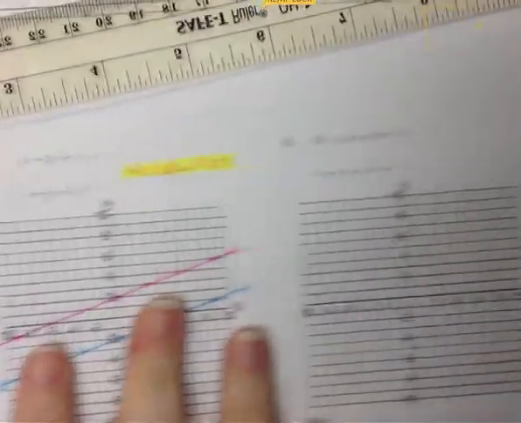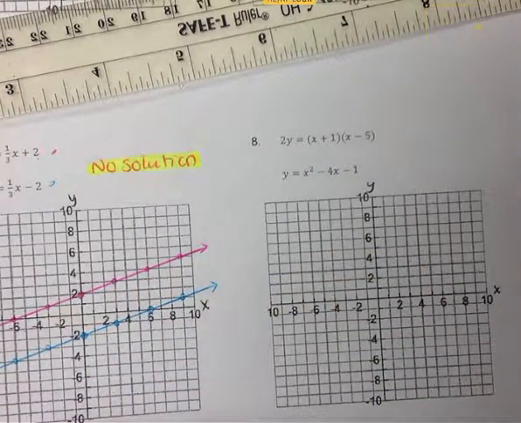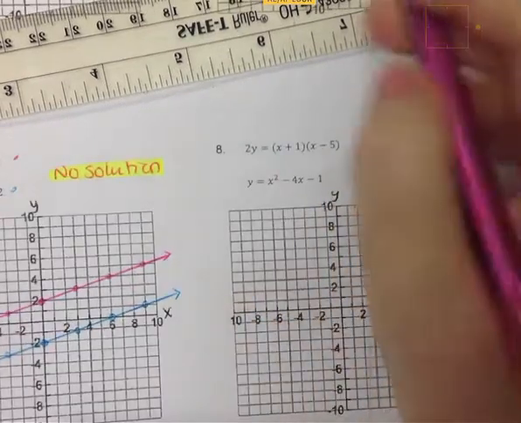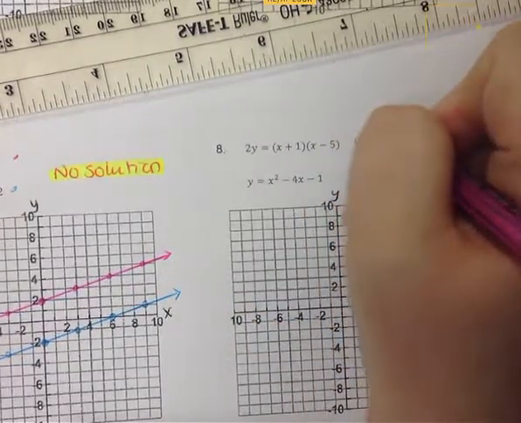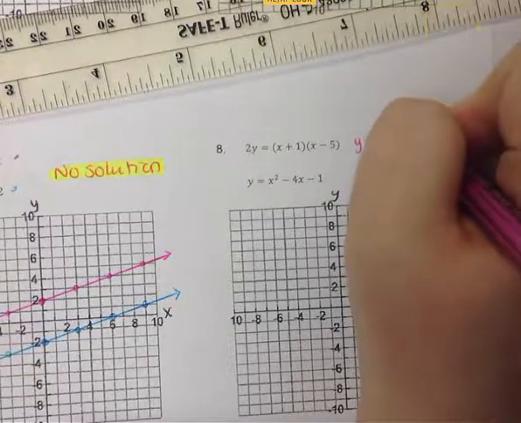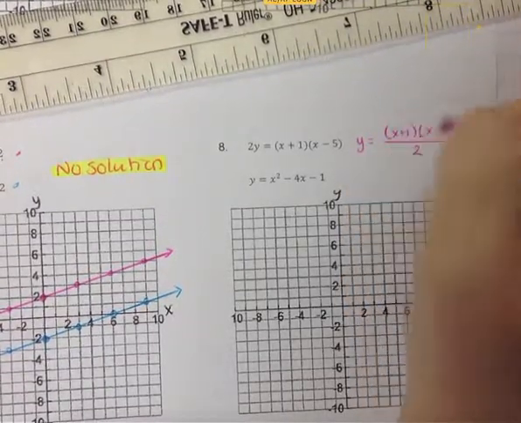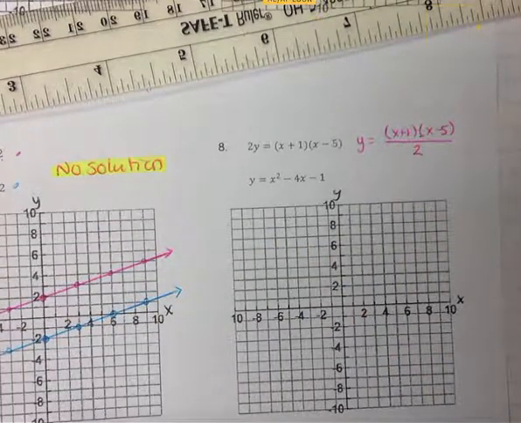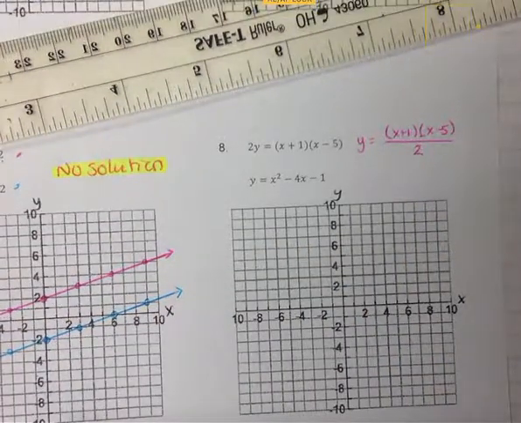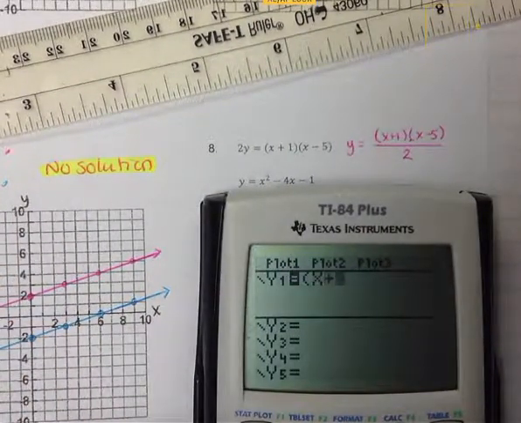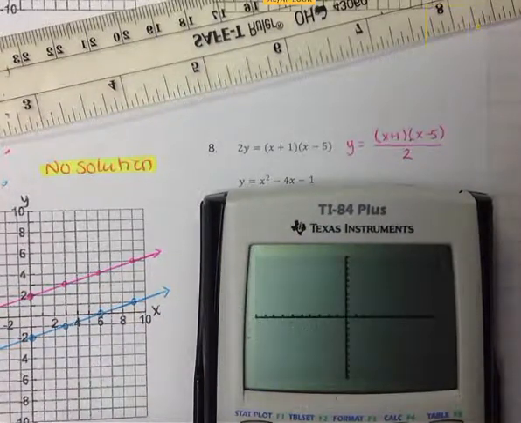On this last one, I got to get this into y equals. So I need to divide this entire thing by 2. So I will have y equals, I'm going to put it as parentheses x plus 1, parentheses, x minus 5, close parentheses, all over 2. So I'm going to go into my calculator and graph this. I'll go to y equals and clear it out. I'm going to type in parentheses x plus 1, parentheses, x minus 5, parentheses, and then divide that by 2. I want to go ahead and graph it just to see what it's going to look like.